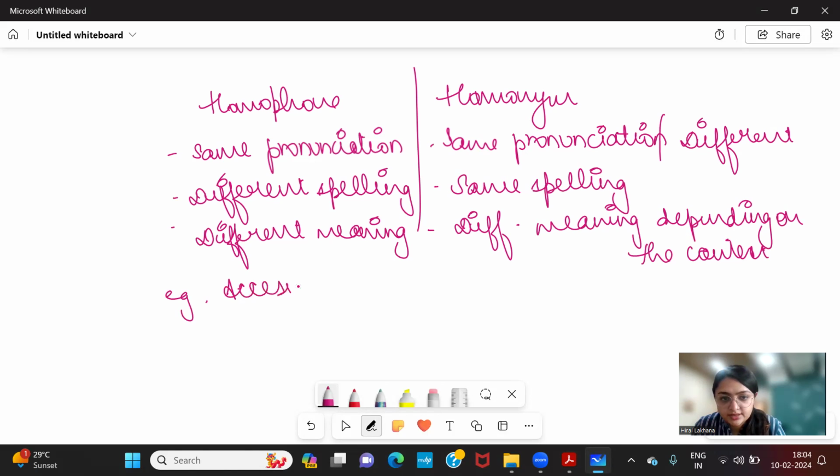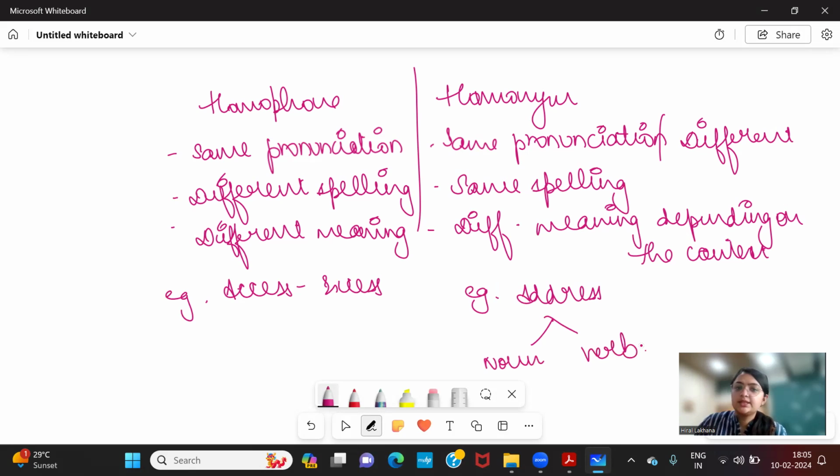So a quick two examples to say here. We have access and excess, and for homonym, we have address. So this can be either in the form of a noun that we use or a verb. So this is the differentiation between two types of words that we have in the English language, that is homophone or homonym. So far, we have understood the vocabulary, its meaning, the importance, what are the factors that influence the vocabulary, how do we choose the right words. Then we saw synonyms, antonyms, homophones, and homonyms.